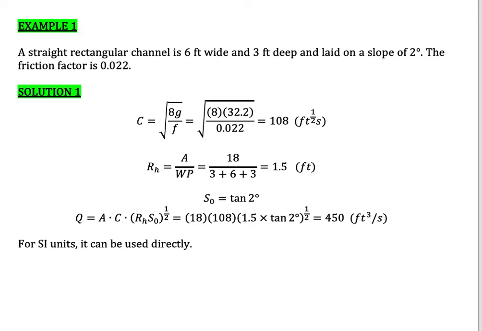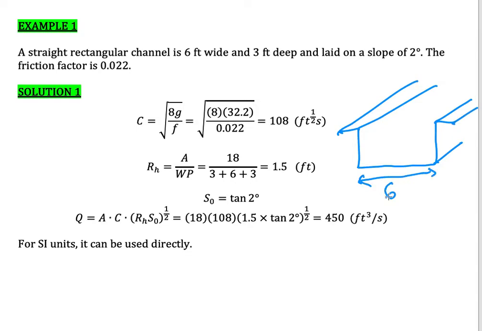Okay, so this is the example. For example, we have a straight rectangular channel, so we have a conduit of rectangular shape like this. The channel is 6 feet wide, and the water depth is 3 feet. The slope is 2 degrees, and the friction factor is given as 0.022. So first we need to calculate the Chezy coefficient by using this equation.